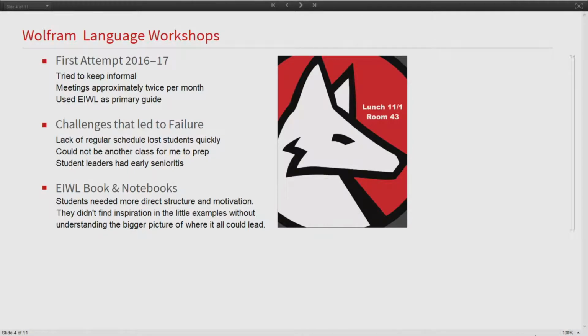Well, there were some challenges that ultimately led to the failure of the Wolfram Language workshops. One of the most immediate issues was the lack of a regular schedule. The students are very busy, and with something that met only sporadically, it was hard to get students to come. They'd say, oh, I can't come this time, or that day doesn't work for me. So it fizzled out pretty quickly, with maintaining student interest and ability to come.